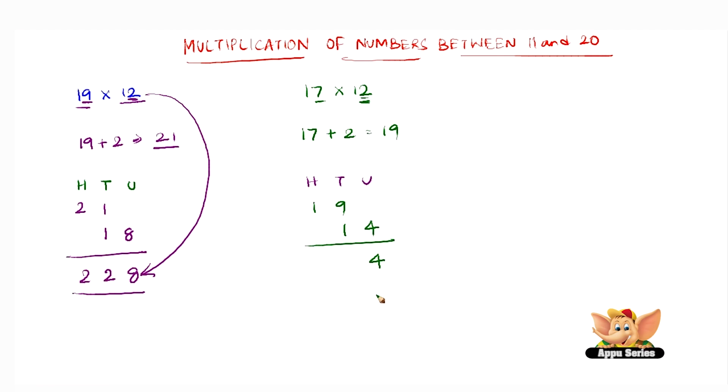So add these, we get 4. 9 plus 1 is 10, which is 0. 1 is carried over, and 1 plus 1 is 2. Therefore 204 is the answer of 17 into 12.